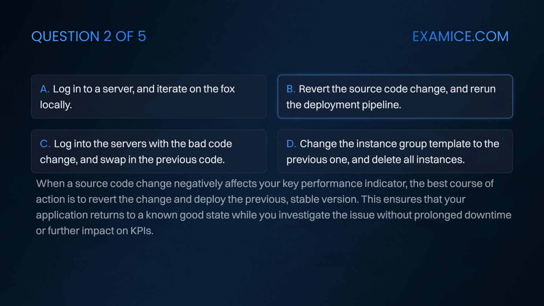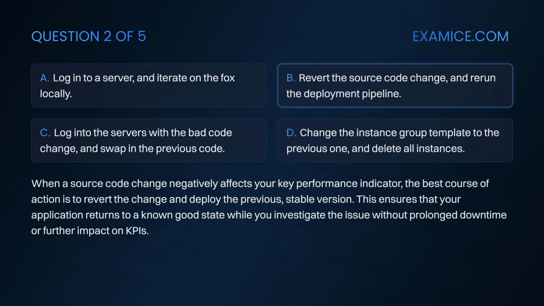When a source code change negatively affects your key performance indicator, the best course of action is to revert the change and deploy the previous, stable version. This ensures that your application returns to a known good state while you investigate the issue without prolonged downtime or further impact on KPIs.